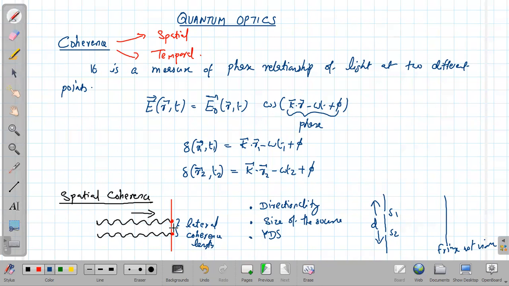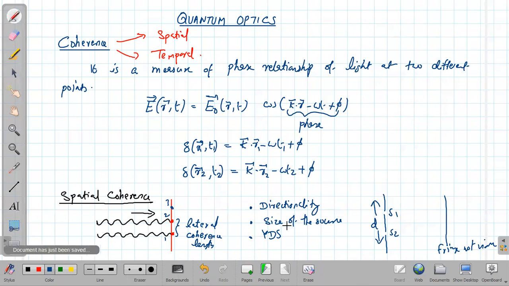Okay, so if this is the lateral coherence length, then if you take some other points here, point 1, point 2, point 3, point 1 and point 3 would not be coherent, whereas point 1 and 2 would be coherent. So that is the idea about spatial coherence. In spatial coherence, if there is a definite phase relationship between the points along a line perpendicular to the direction of propagation, then we say they are spatially coherent.